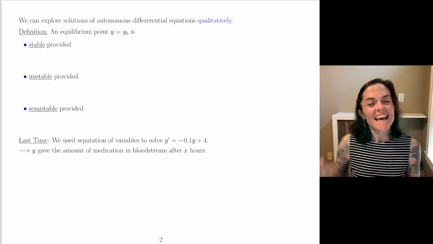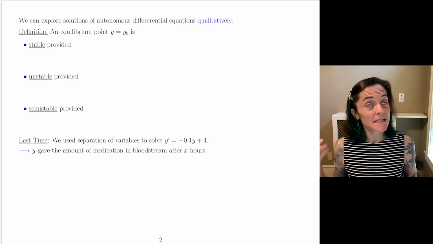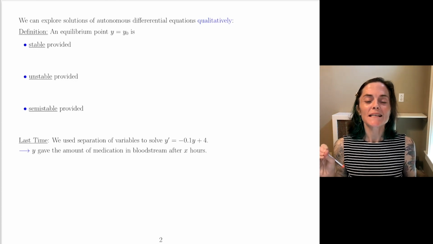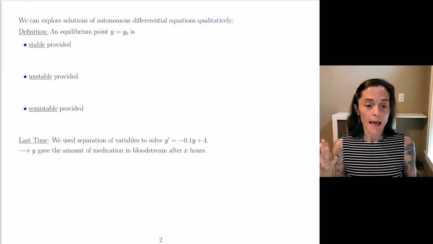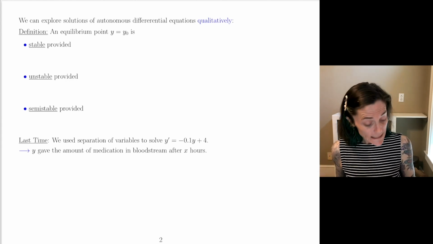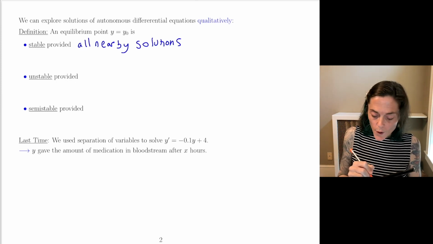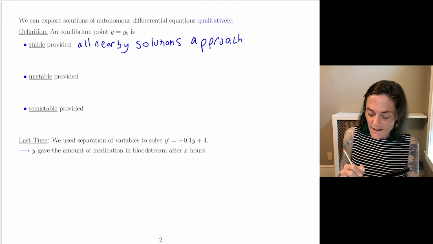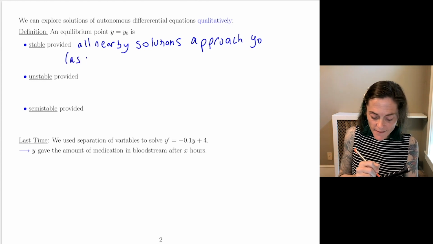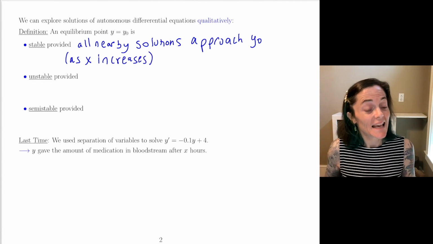All right, now in this video, except for finding equilibrium points, we will not typically be explicitly solving autonomous differential equations. Instead, we will explore these solutions qualitatively. And let's start with the definition. An equilibrium point, y equals y0, is stable provided all nearby solutions approach this number y0 as x increases. I'll put that in parentheses. We always read a graph left to right, x increasing.